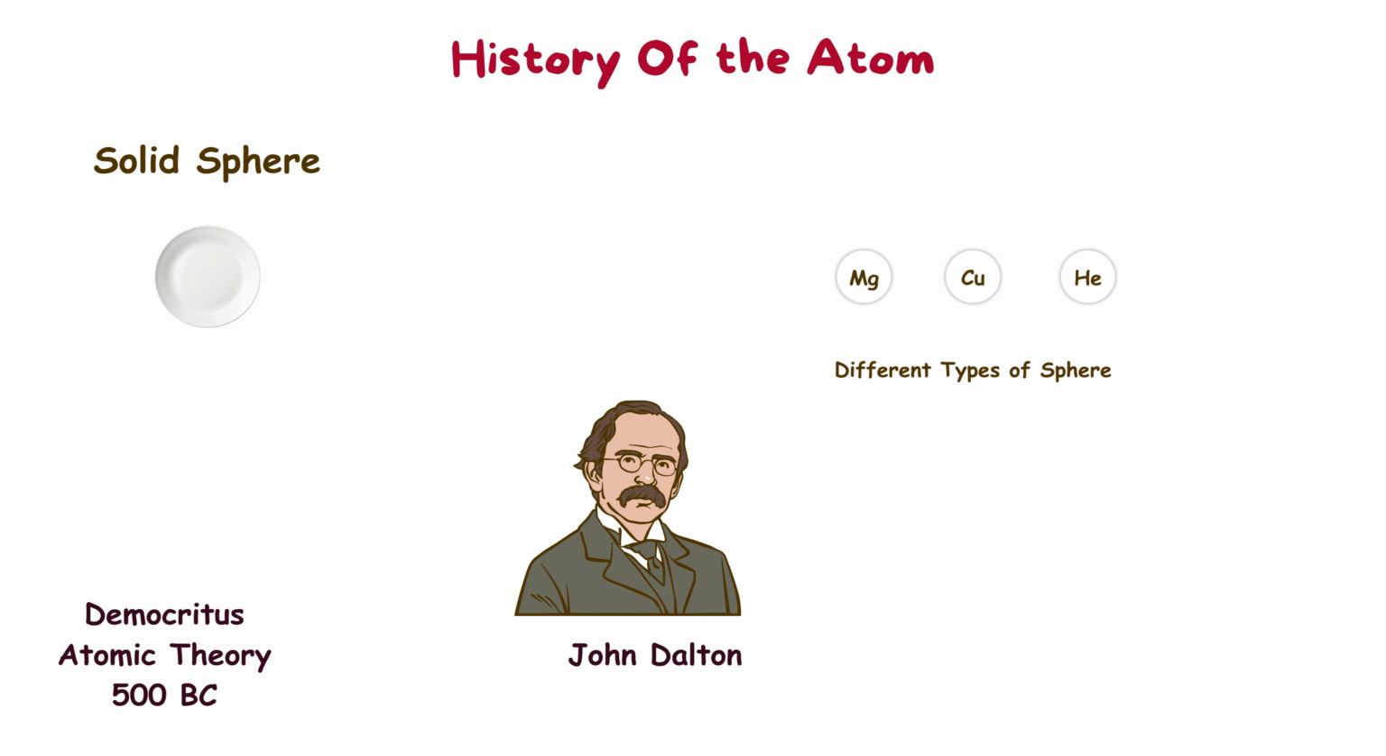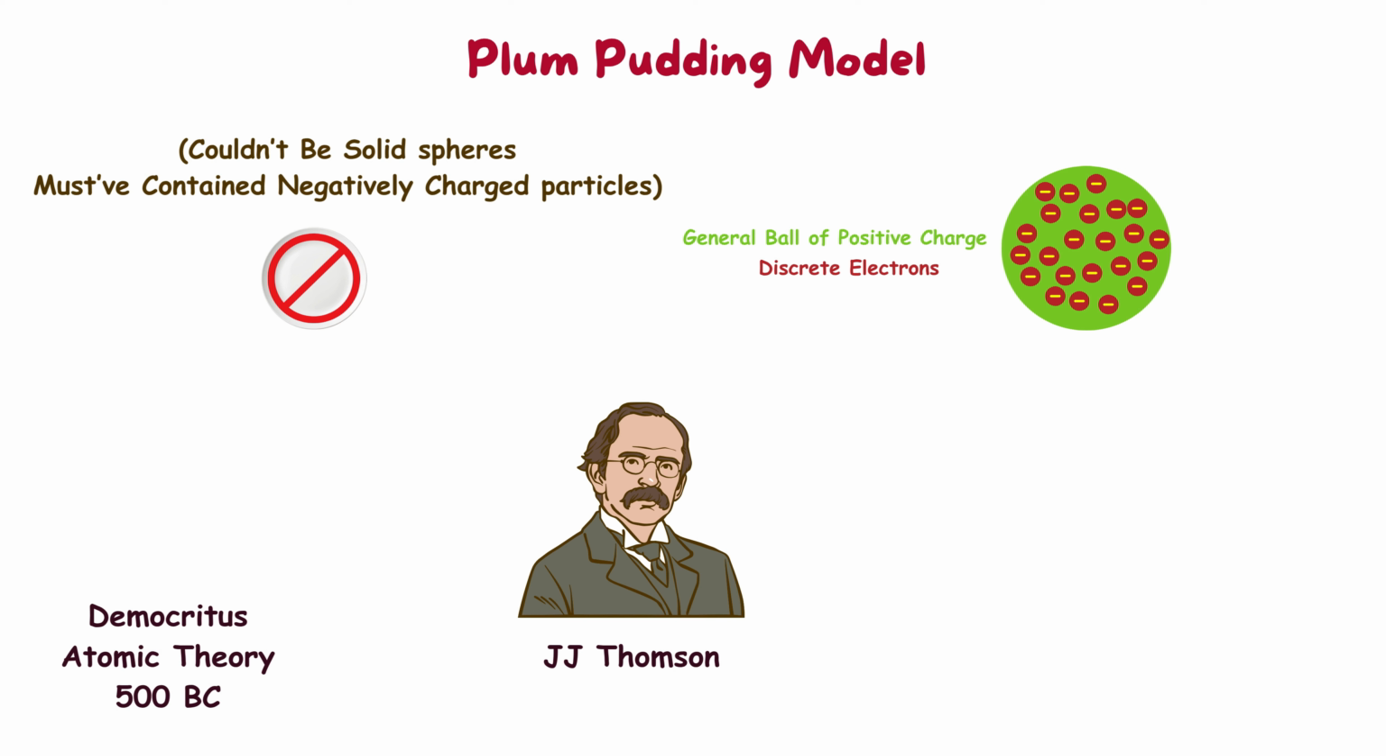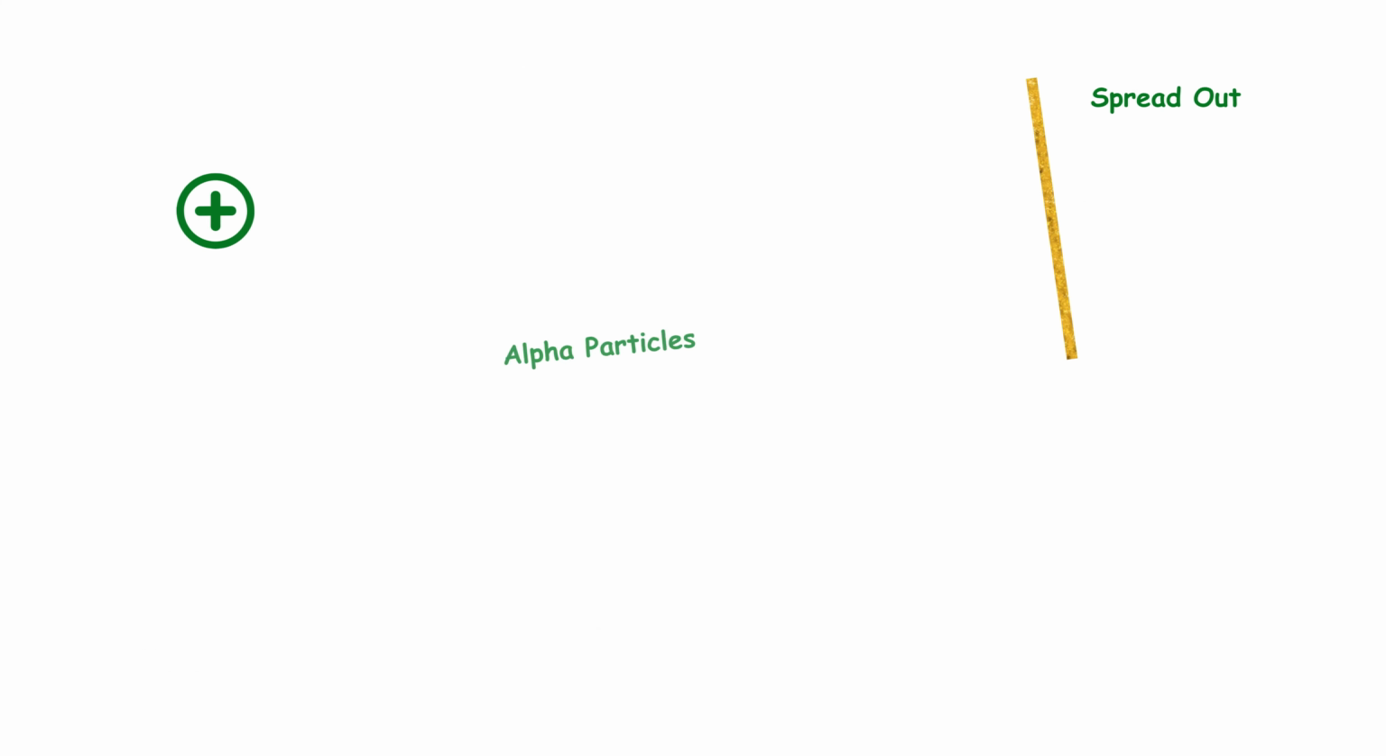Then came a revolutionary shift in the late 19th century. In the year 1897, J. J. Thomson conducted a series of experiments involving cathode rays, which led to the discovery of negatively charged particles now known as electrons. These findings disproved Dalton's solid sphere model, and in response, Thomson introduced what became known as the Plum Pudding Model. According to this model, the atom was thought to be a sphere of positive charge with negatively charged electrons embedded randomly within it, somewhat like raisins in a pudding. However, this too was challenged just over a decade later.